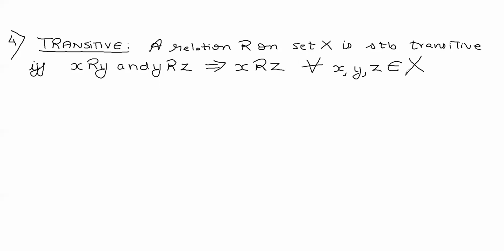So what does the transitivity property say? If X is related to Y and Y is related to Z, then X is related to Z, for all X, Y, and Z belonging to the set capital X. Let's understand this using an example.